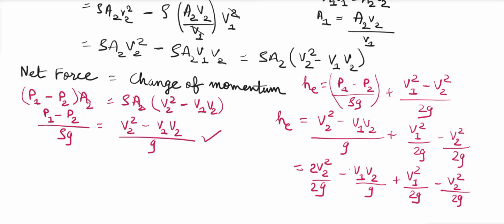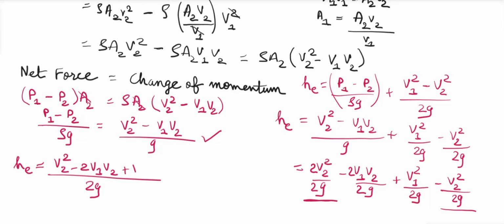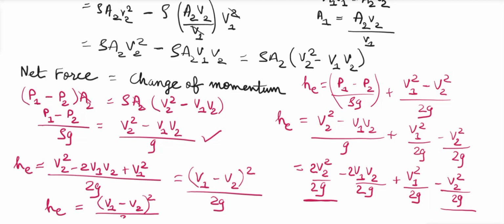As we are having 2g here, we'll multiply and divide the other terms by 2. Therefore, we get He is equal to 2V2 square by 2g minus V2 square by 2g. It will be V2 square by 2g minus 2V1 V2 plus V1 square, and 2g we took as the LCM. This is the expansion of a minus b whole square. So it will be V1 minus V2 whole square upon 2g. Therefore, we get He is equal to V1 minus V2 whole square upon 2g.